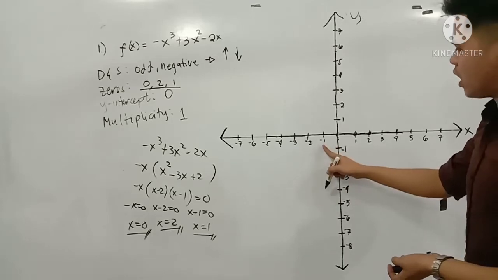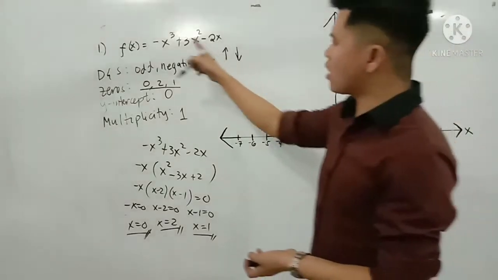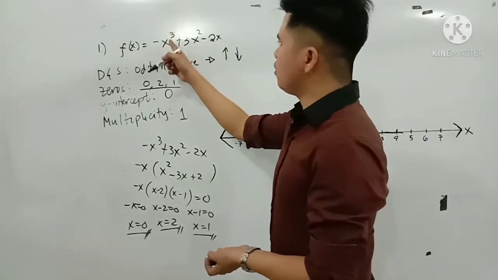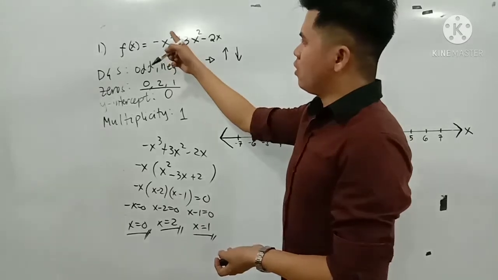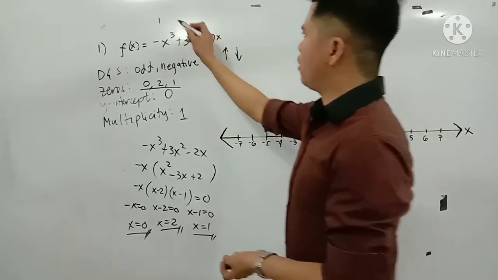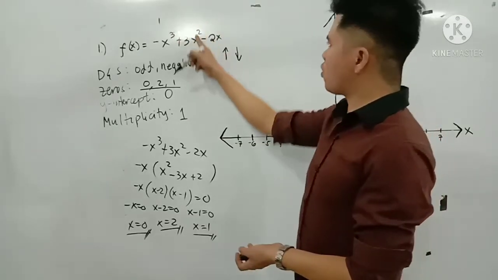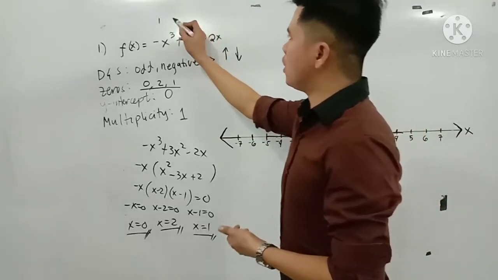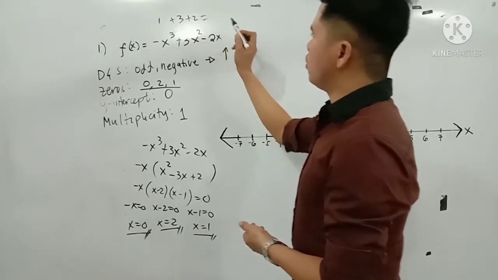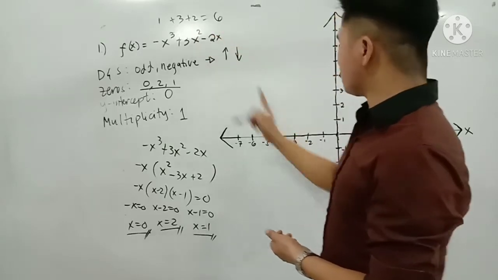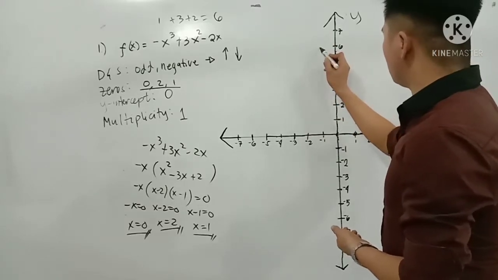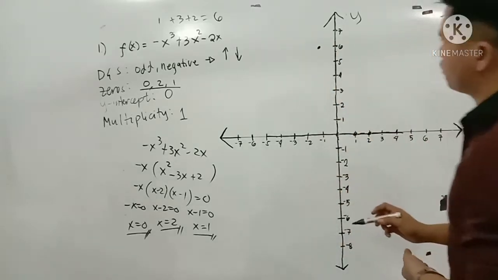Let's try this one, negative 1. Let's say if x is negative 1, what should be the value of our y? So negative 1 cubed is simply negative 1, times negative, which is now positive 1. Then negative 1 squared is positive 1 times 3 is positive 3. Then negative 1 times negative 2 is positive 2. So if our x is negative 1, our y is positive 6. So this is the first one.